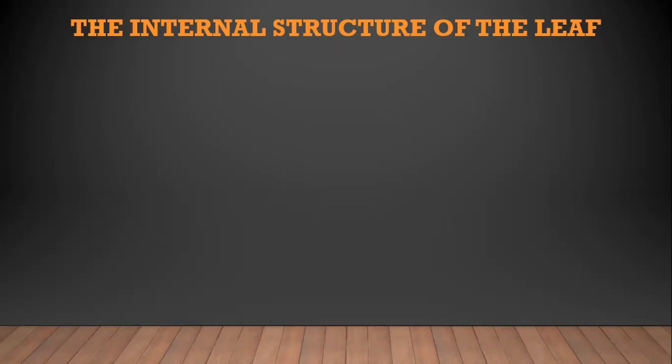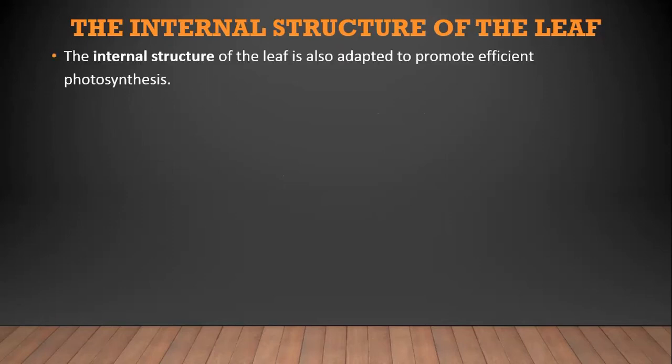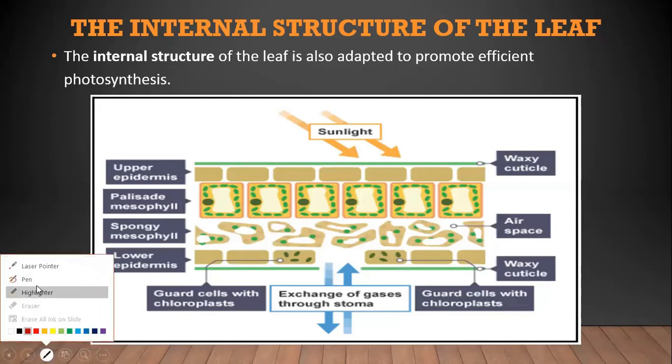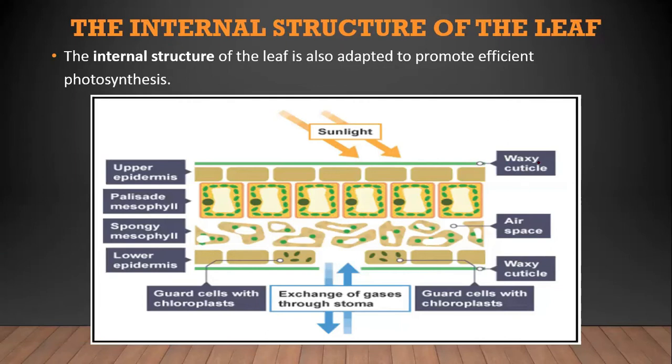So the internal structure of the leaf will look something like this. Okay? So it has all these adaptations. To begin with, it has what we are calling the wax cuticle. So this wax cuticle here, it protects the plant against infection, and it also prevents excessive loss of water without preventing sunlight from reaching the leaf.